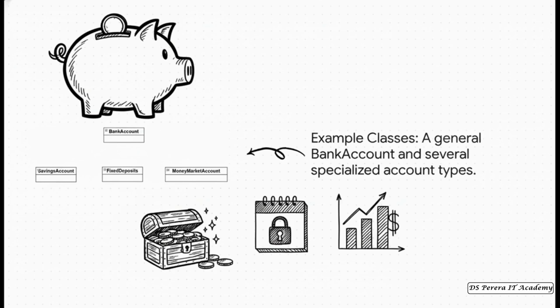Okay, theory is great, but let's make this more concrete with a real-world banking example. So just imagine we're designing a banking system. We've got a general bank account class, and then some more specific types like savings account, fixed deposits, and money market account.